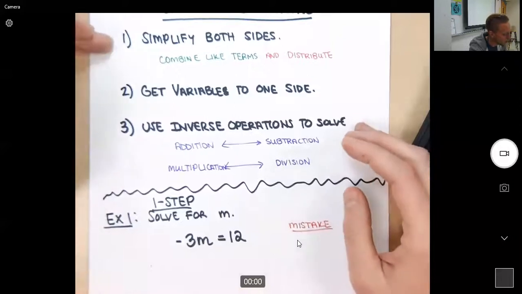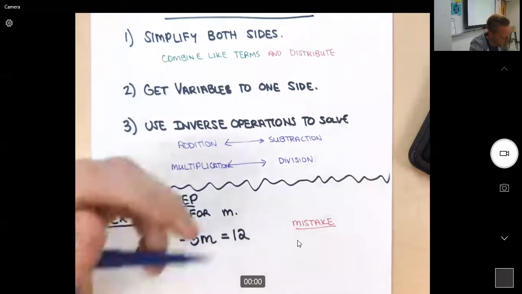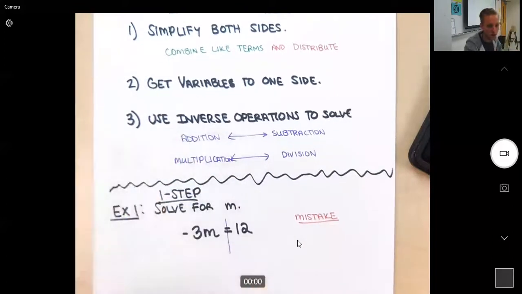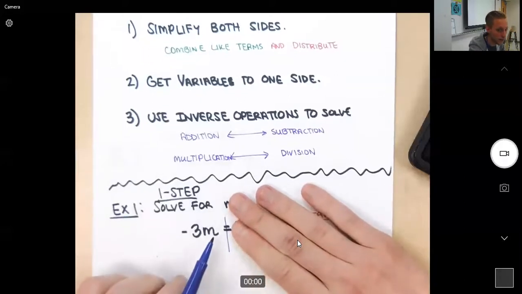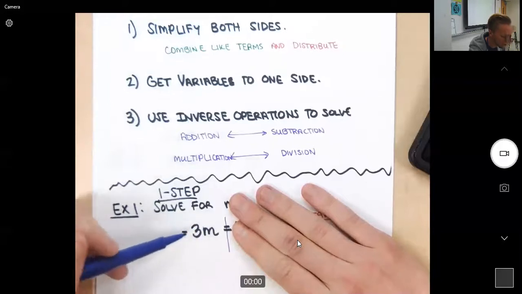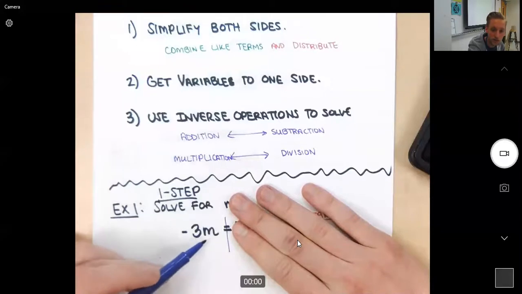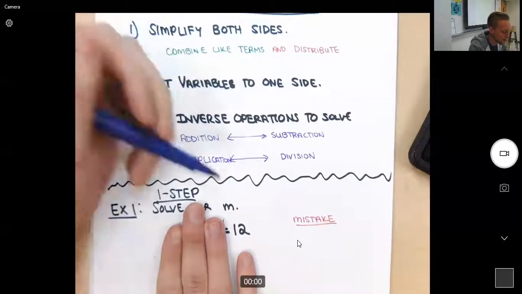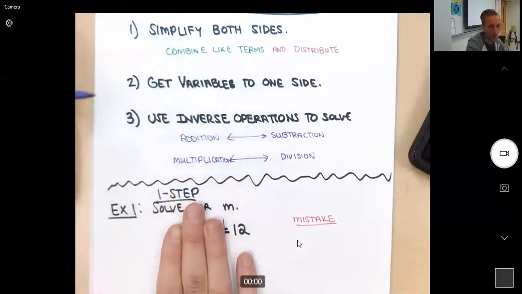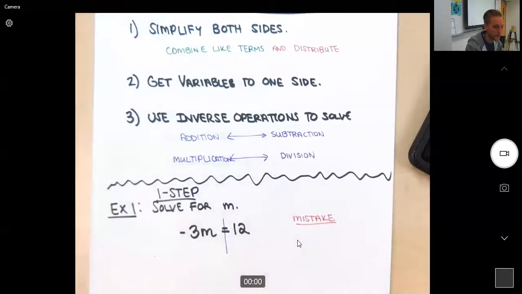So first, I'm going to check, are both sides fully simplified? What that means for me here is I'm going to draw a line that splits my equation into 2. I'm going to cover up one side and say, is this fully simplified? So are there any like terms? Well, this is the only term on this side. And do I need to distribute? Well, there's no parentheses. So the left-hand side is fully simplified. I'll do the same with the right-hand side. Any like terms? Well, this is the only term. Do I need to distribute? Well, there's no parentheses. So step 1, check. Both sides are fully simplified.